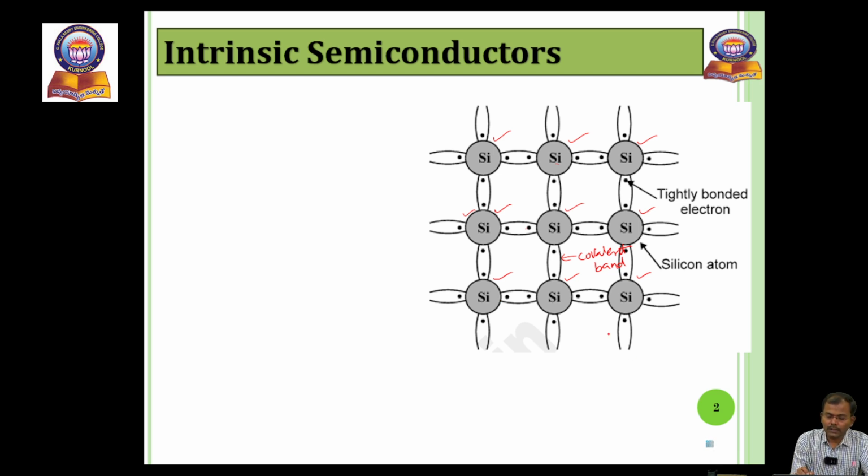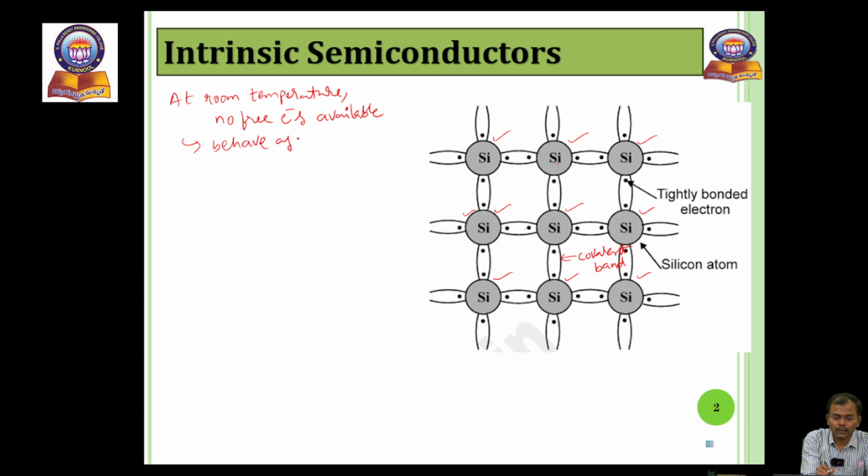At room temperature, all these valence electrons are tightly bonded with the neighboring silicon atoms. So no free electrons are available. The intrinsic semiconductor will behave as an insulator because no free electrons are available. So there is no current in the semiconductor.